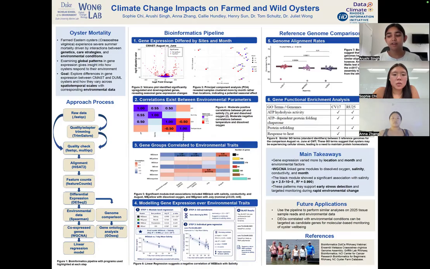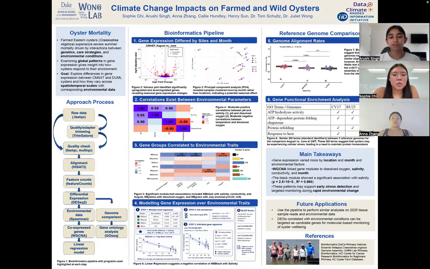We then ran a weighted gene co-expression network analysis, which basically clubs genes into different groups called module eigengenes, and they are then tested against different environmental factors like salinity and dissolved oxygen to see how correlated these groups are to those factors. So one of our most significant results was ME Black being extremely correlated with salinity, which you can see has a very, very low p-value.